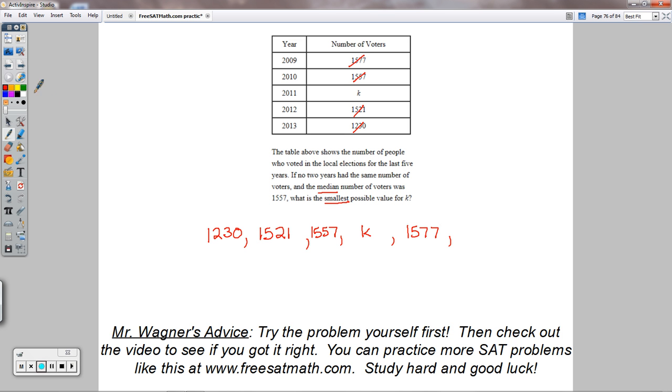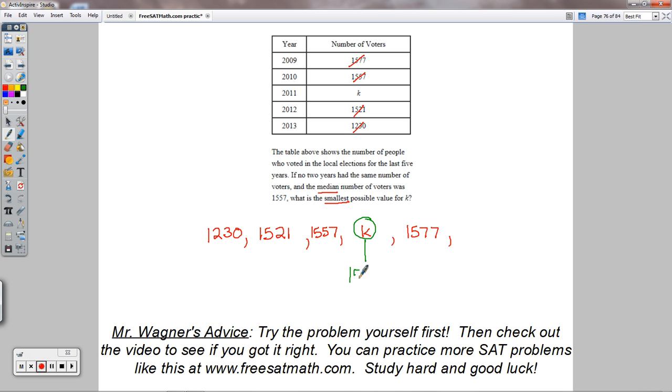So what's the smallest possible value for this? Assuming that no 2 years had the same number of voters, that means it couldn't actually be the same value right here. What's the next highest number of voters? Remember, think about it, we can't have a half of a voter. We're going to have a whole voter of an integer value for this number.